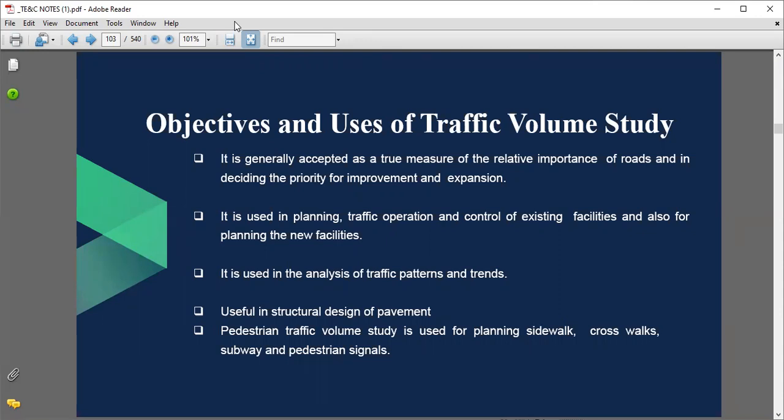And the last point is that the pedestrian traffic study is used for planning sidewalks, crosswalks, subways, and pedestrian signals.